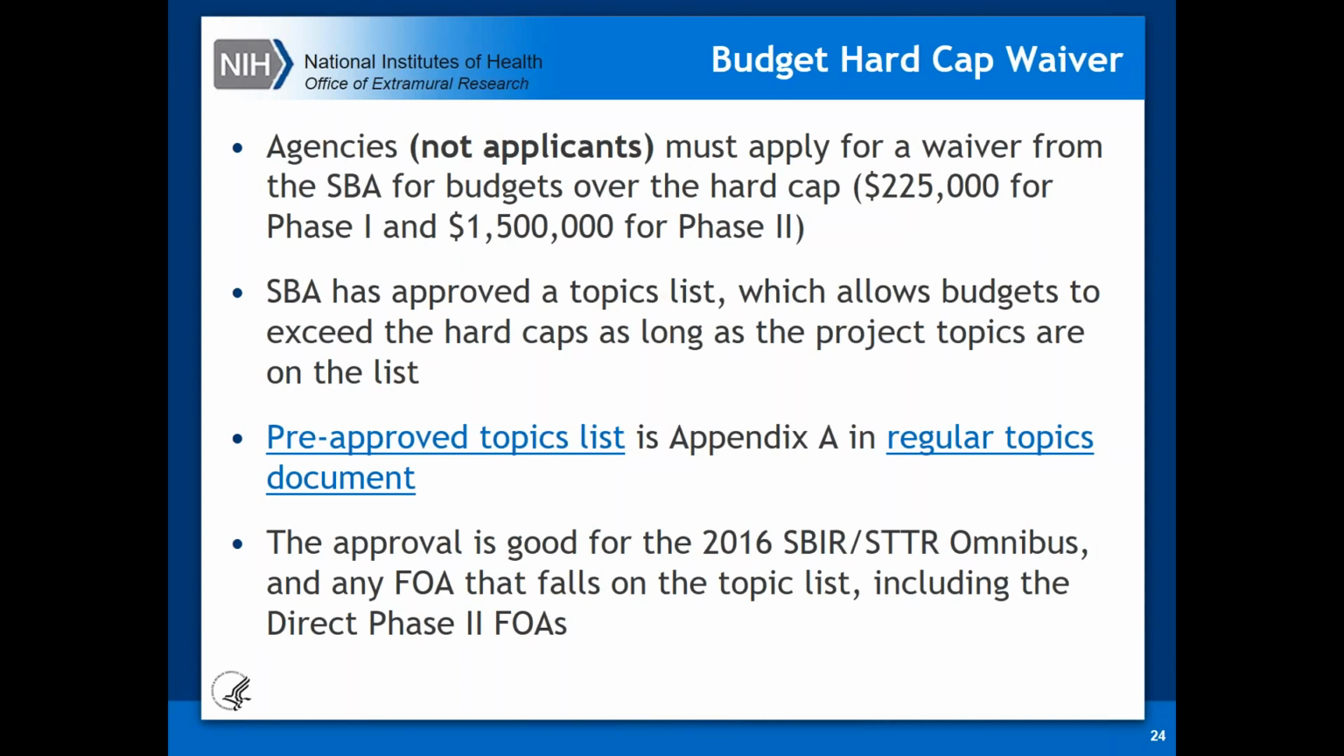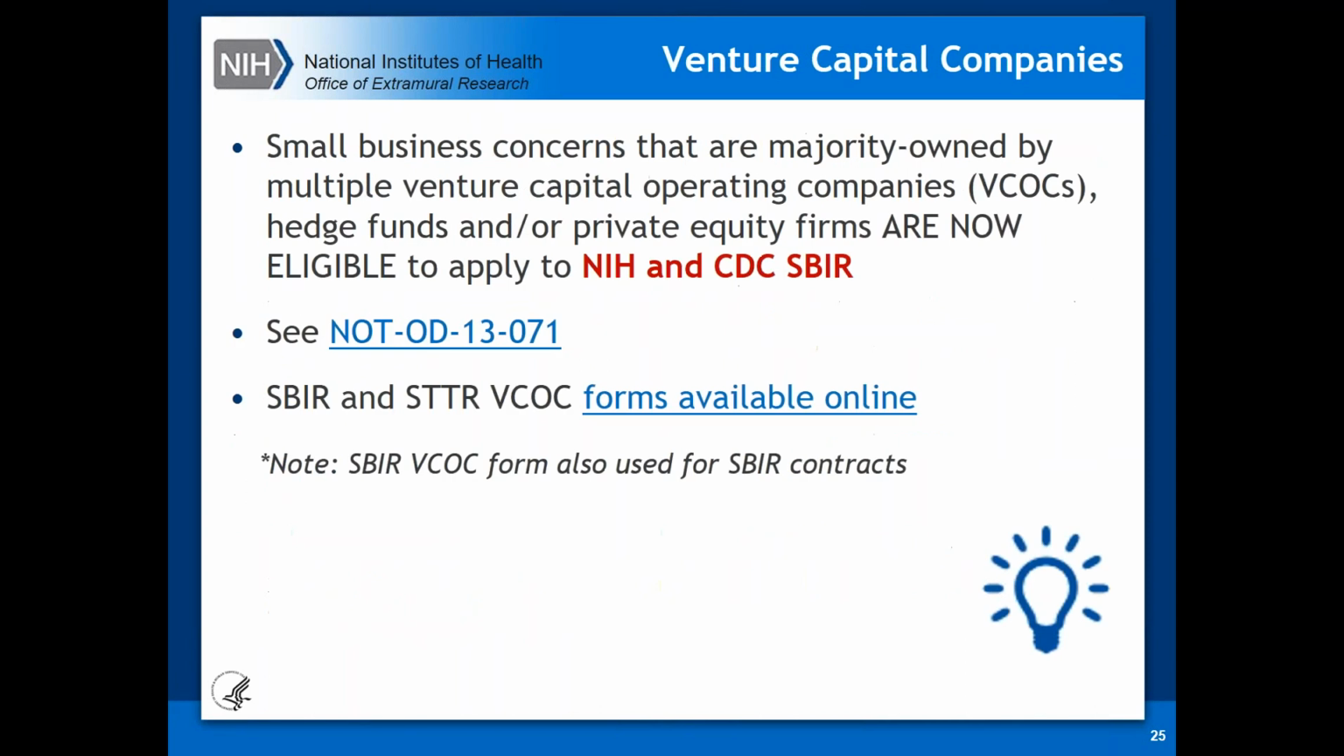The pre-approved topics list is Appendix A in the regular topics document, and the approval is good for the 2016 SBIR STTR Omnibus and any funding opportunity announcement that falls on the topic list, including any direct phase 2 FOAs.